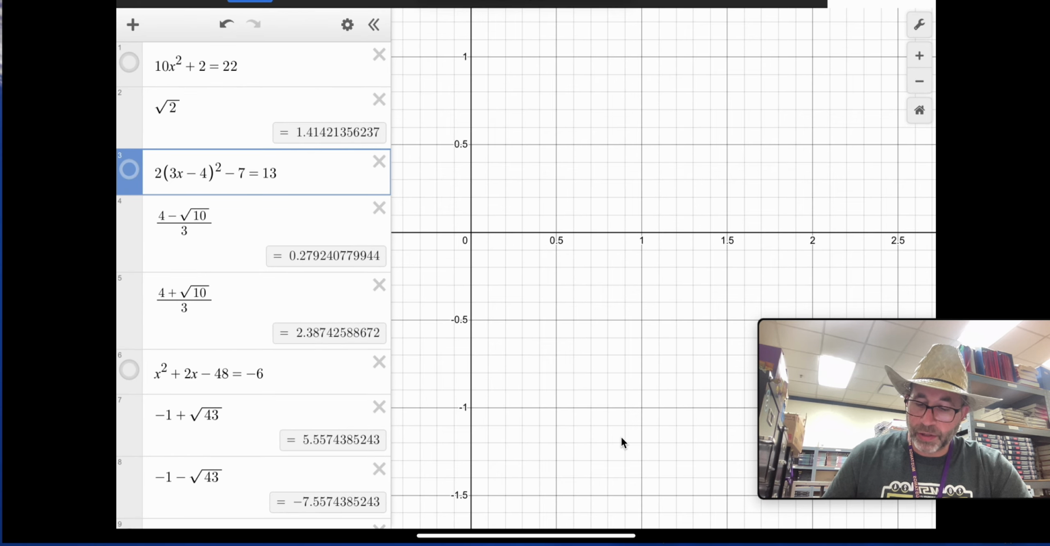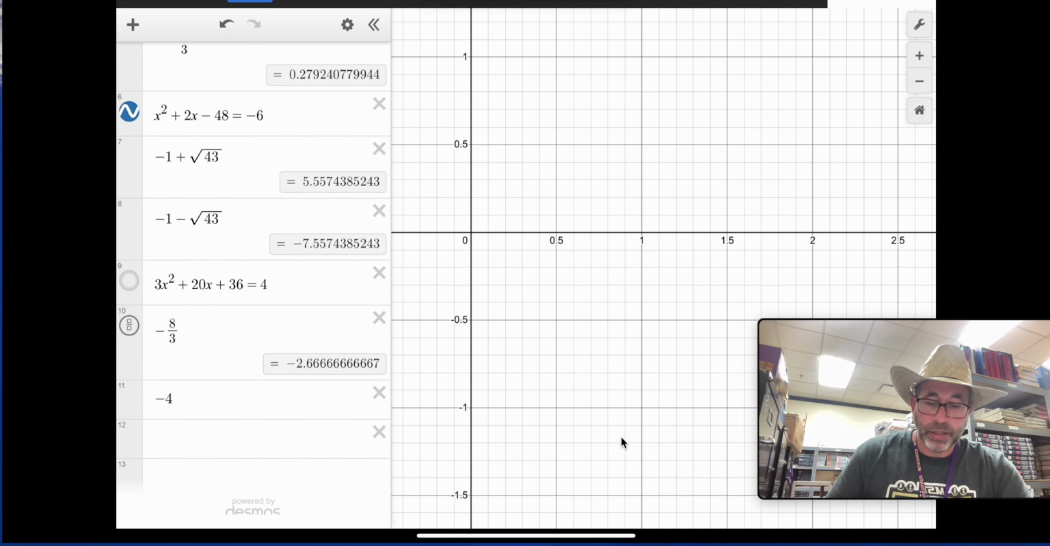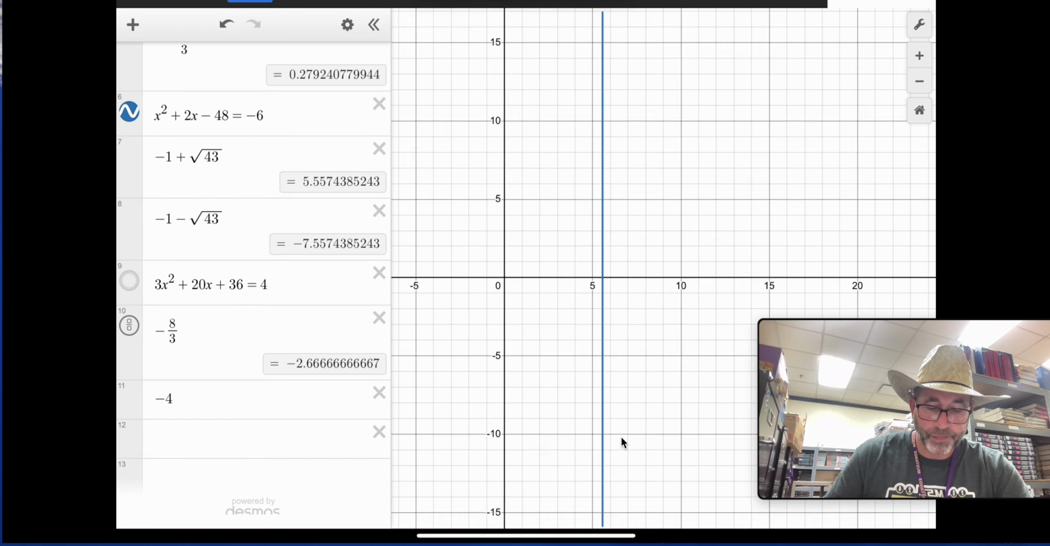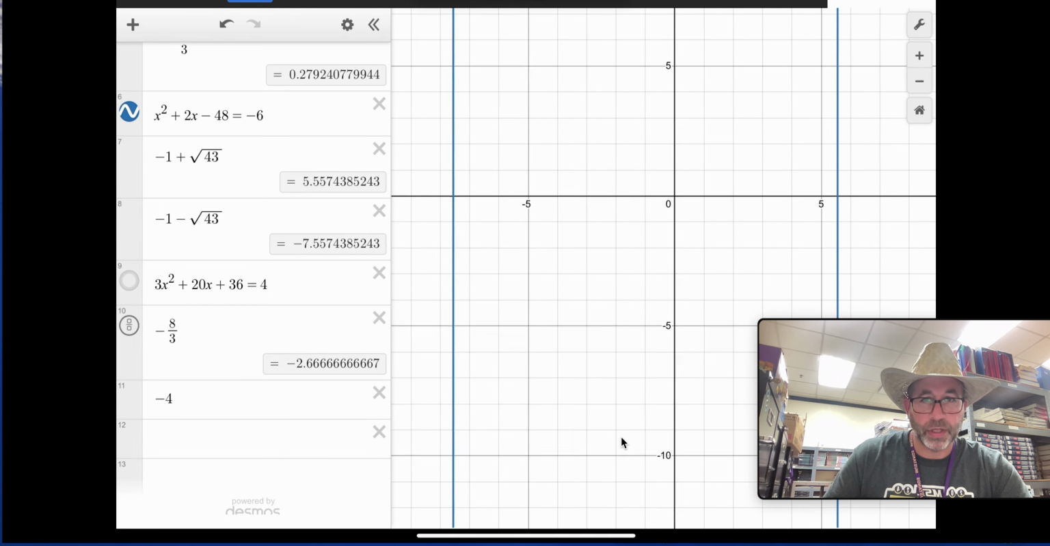Okay, so let's go back over to decimals here. Let's go ahead and put in that first problem that we just had there, x squared plus 2x minus 48. Let's look at the graph of this. I'm going to have to zoom out in order to see it. And you can see that there's 2 blue lines there, one on the left, one on the right.